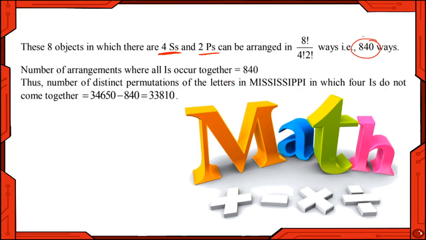But what we have to talk about? We have to talk about the case where all 4 I's do not come together. So it means total minus when they will come together. So this is the total number of different permutations of the letters in Mississippi in which the 4 I's do not come together.